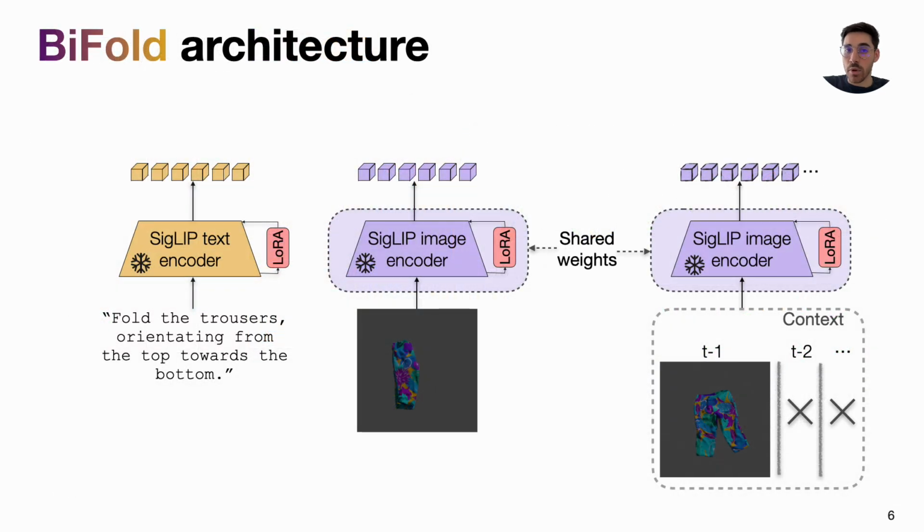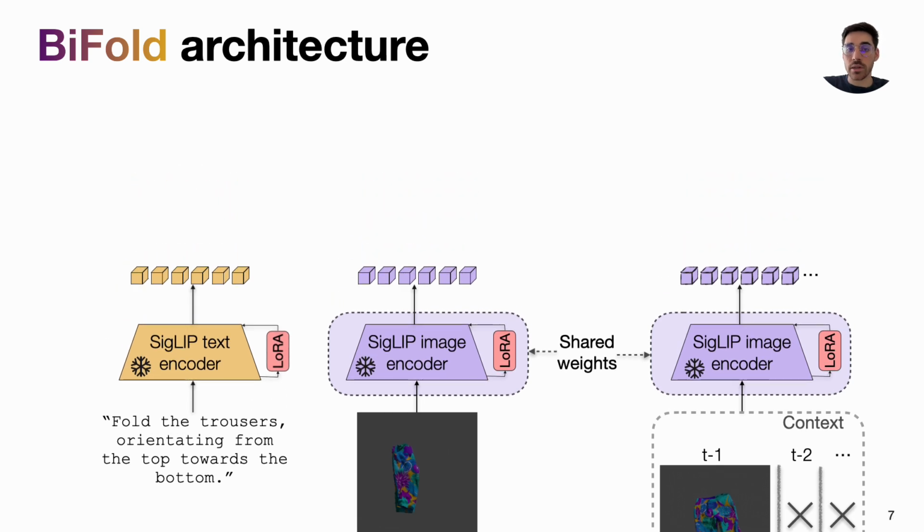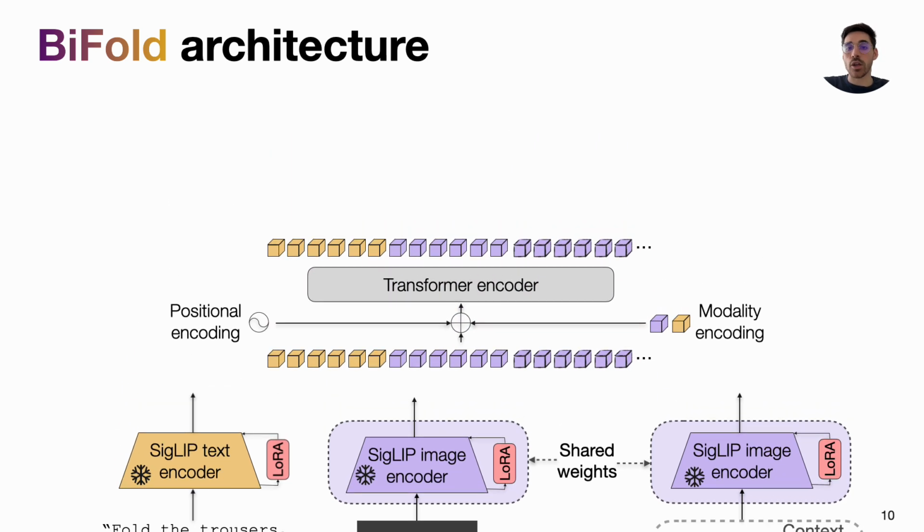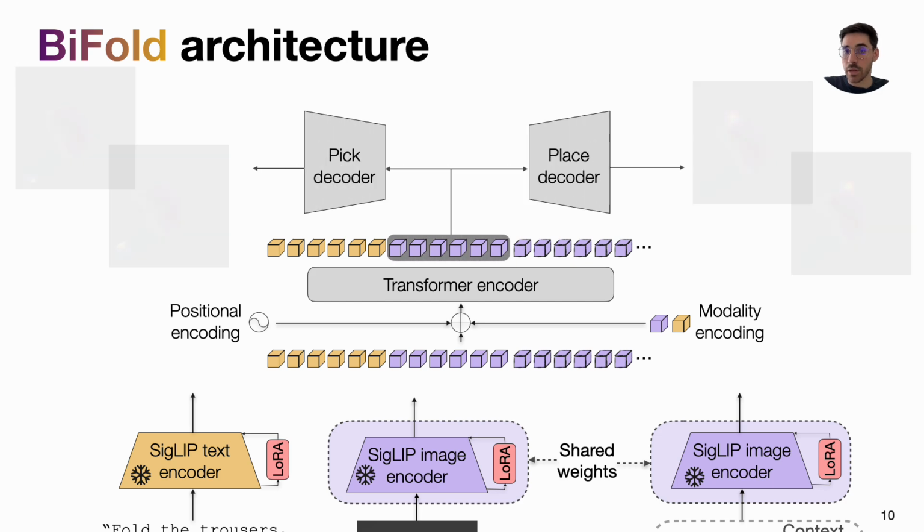BiFold adapts the CLIP model using LoRA and encodes both the current observation and the previous keyframes using the same network. The obtained features are then concatenated, and we add positional and modality encodings before feeding them to a transformer encoder. The output tokens corresponding to the current observation are processed with convolutional decoders which yield heat maps on the observation space.